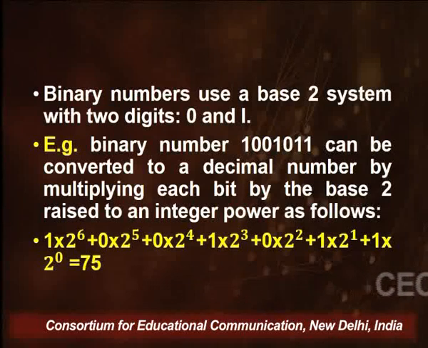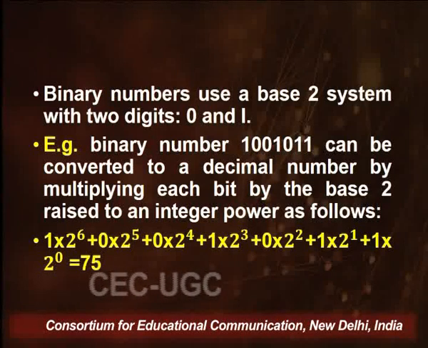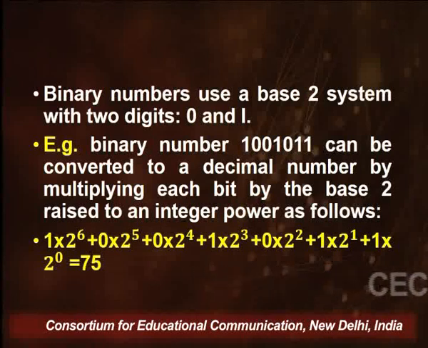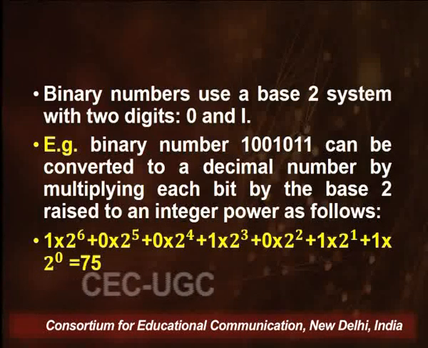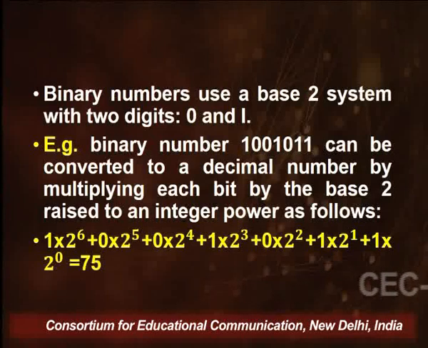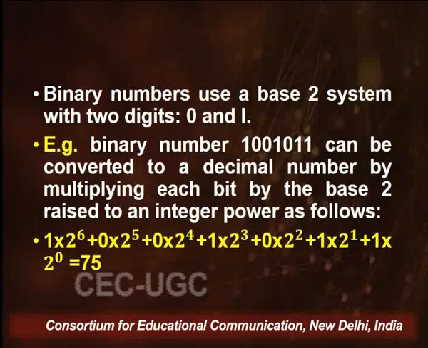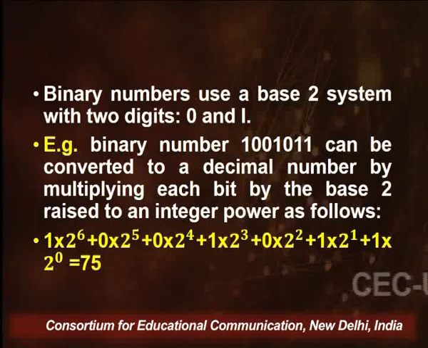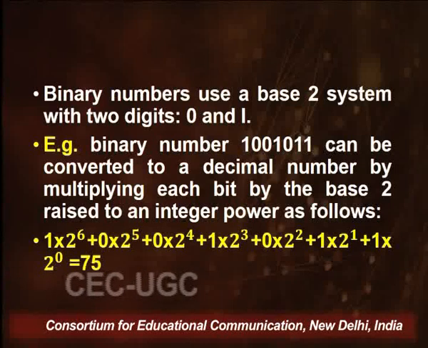Let's take the example. We multiply 1 by 2 to the power 6, 0 by 2 to the power 5, 0 again by 2 to the power 4, 1 by 2 to the power 3, 0 by 2 to the power 2, 1 by 2 to the power 1, and the last digit 1 multiplied by 2 to the power 0. Whatever values we get out of this, when we add them together, we get a value of 75, which is the equivalent decimal number. So interchanging binary to decimal and decimal to binary is very easily possible.